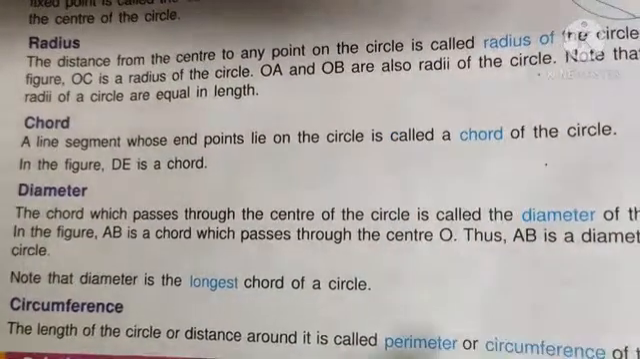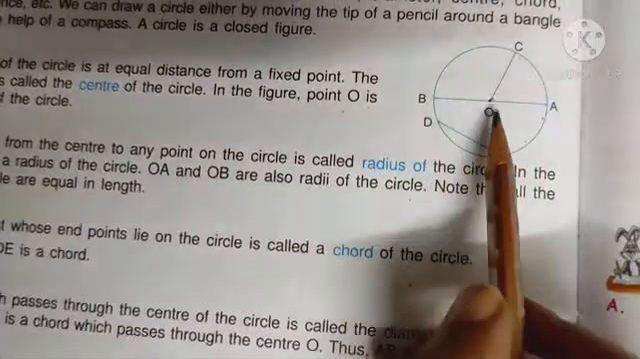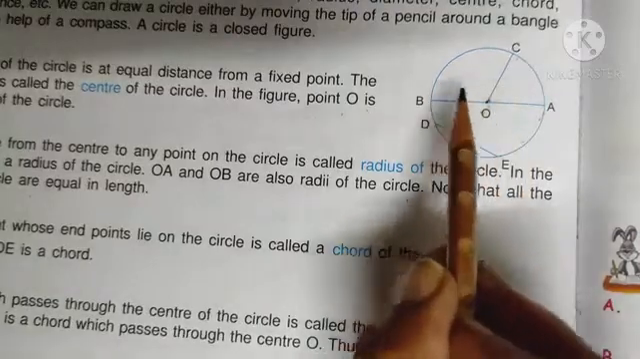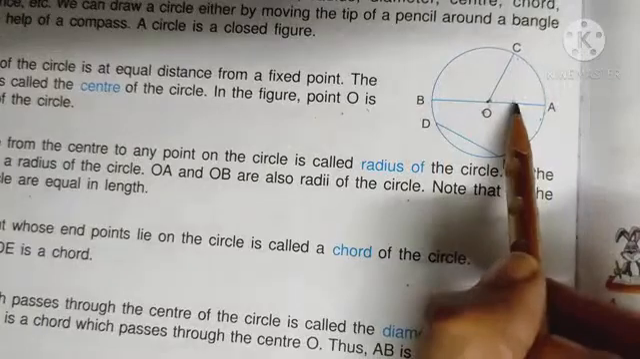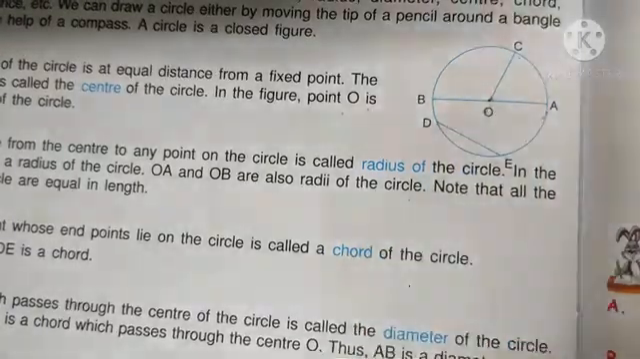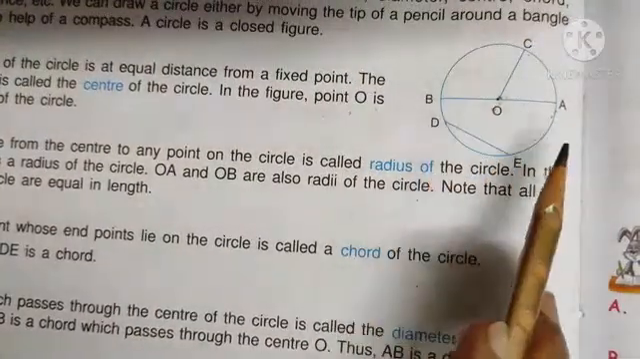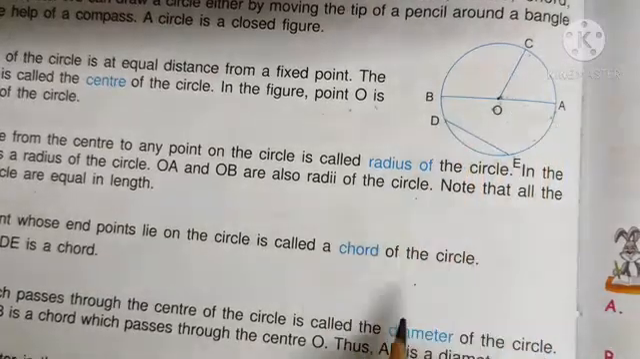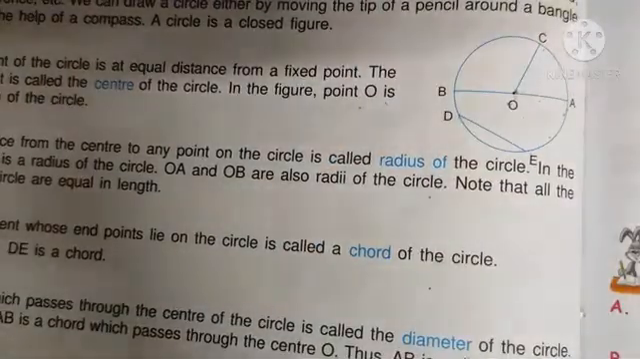Diameter is twice of radius. Suppose the radius of the circle is 4 cm, so its diameter is 8, twice of the radius. Suppose OA is 4, so AB is 8 cm, and radius is half of the diameter. If the diameter is given as 6 cm, its radius will be half, 3 cm.